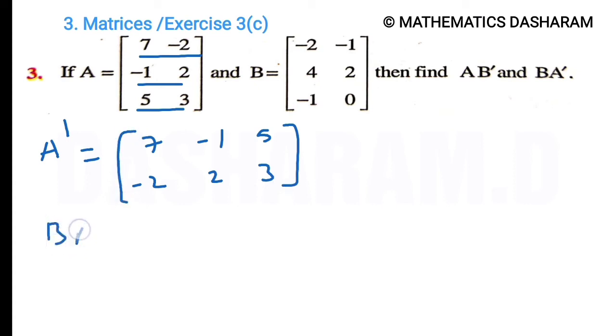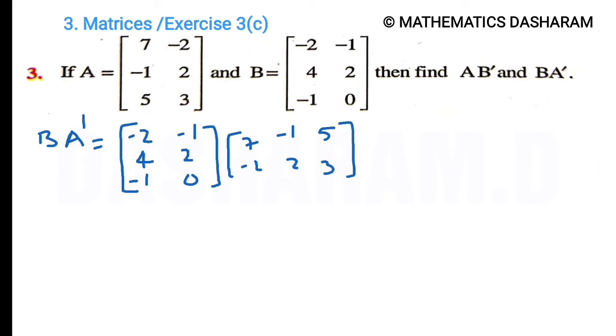Now let's find out the B A dash answer. So the first matrix order is 3 rows 2 columns, second matrix order is 2 rows 3 columns. So here columns equals rows, so then multiplication is possible. So let's multiply them. Here first row with the first column, minus 2 into 7 is minus 14, minus 1 into minus 2 is plus 2.